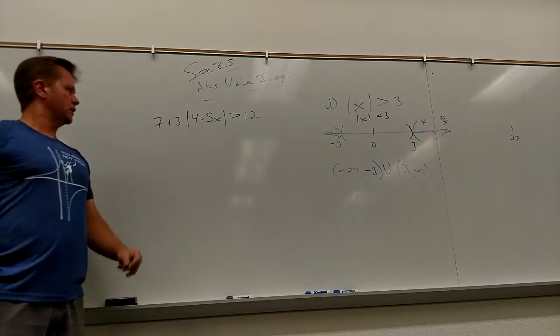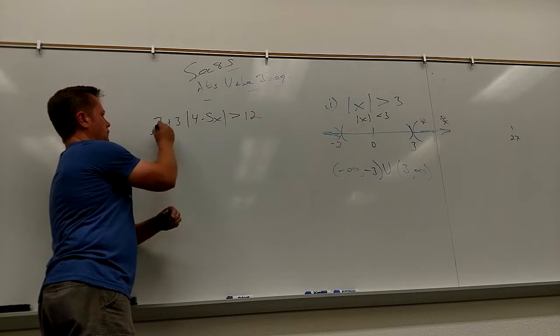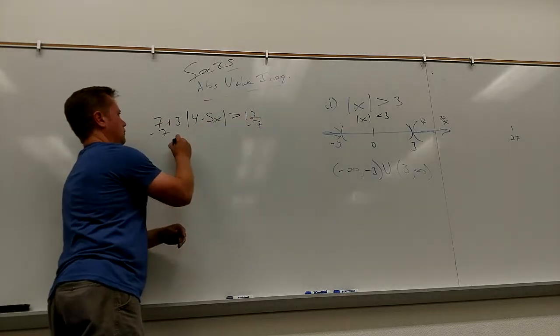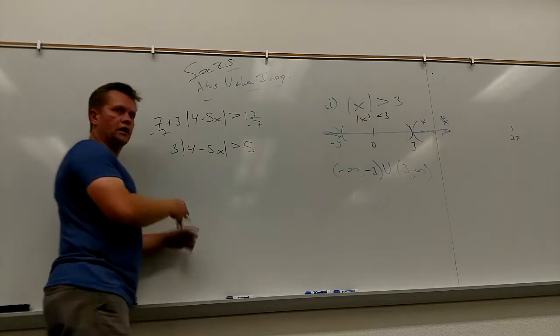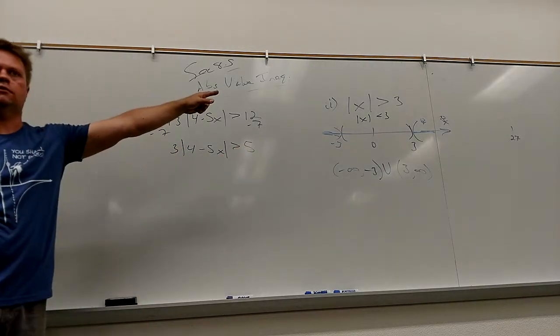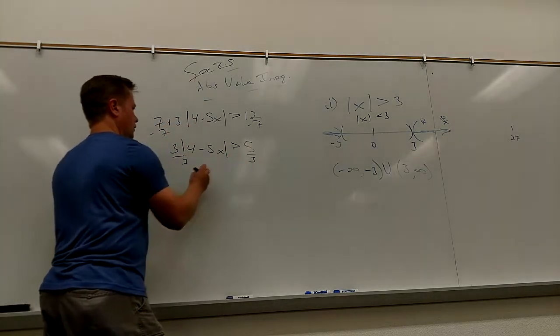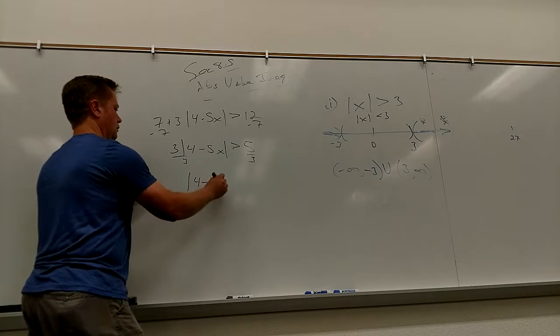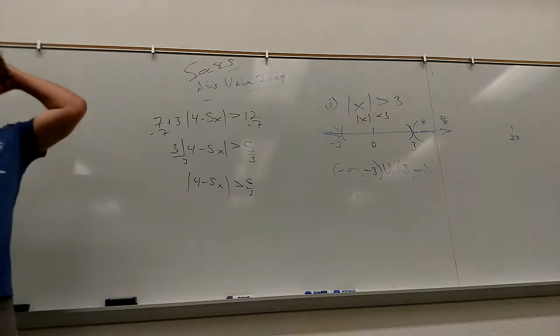Subtract 7. Ooh, that made this really gross. Oh, well, too bad for all of us. Subtract 7. Divide by 3. You want to isolate the absolute value so you make it look a lot more like those. So divide by 3. You guys are going to love this. Now here comes the kicker.